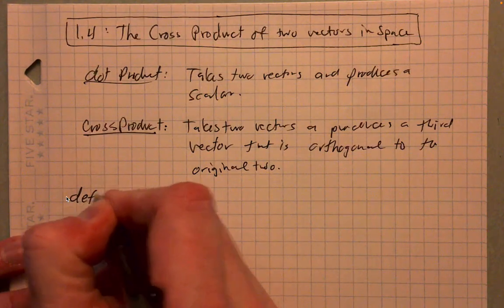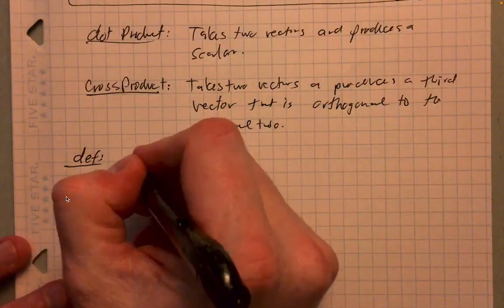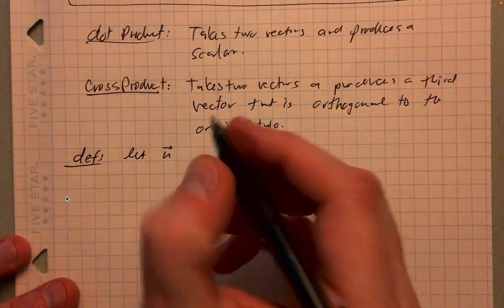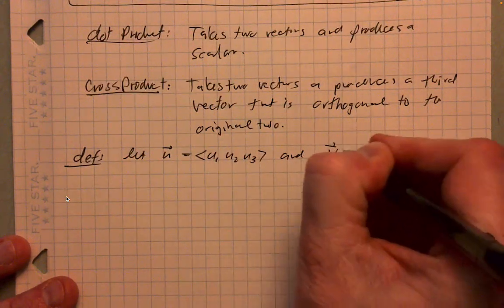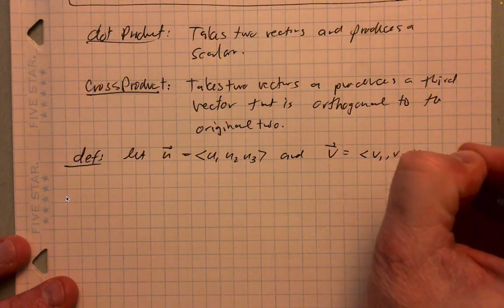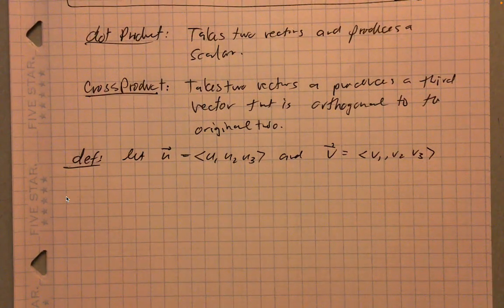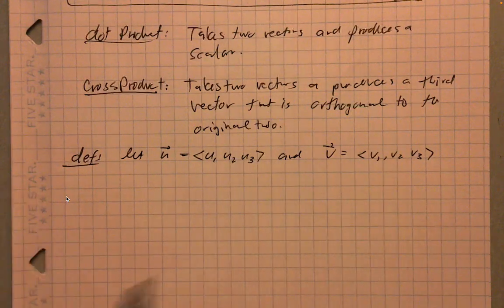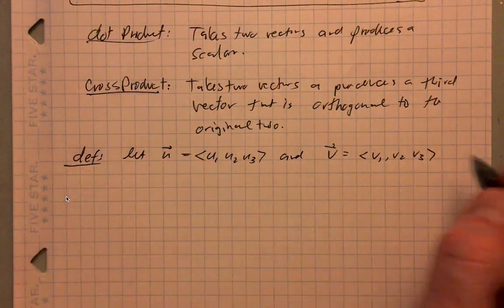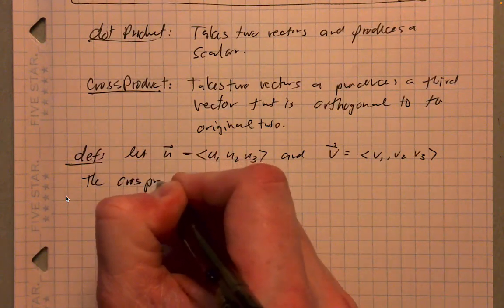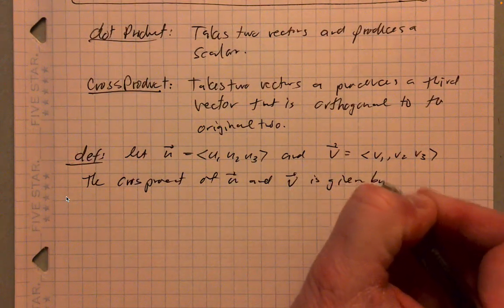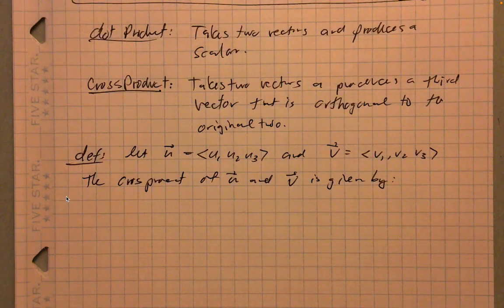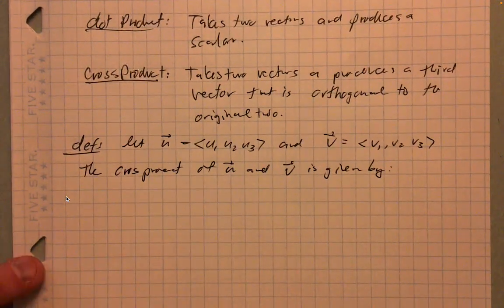Let's get kind of formal about this for a moment. We'll let the vector u equal u1, u2, u3, and v equal v1, v2, v3. Then the cross product of u and v, the vector written out in component form, is given by the following. We'll discuss how to keep track of this and where this comes from in a moment, but let's just write it out first.